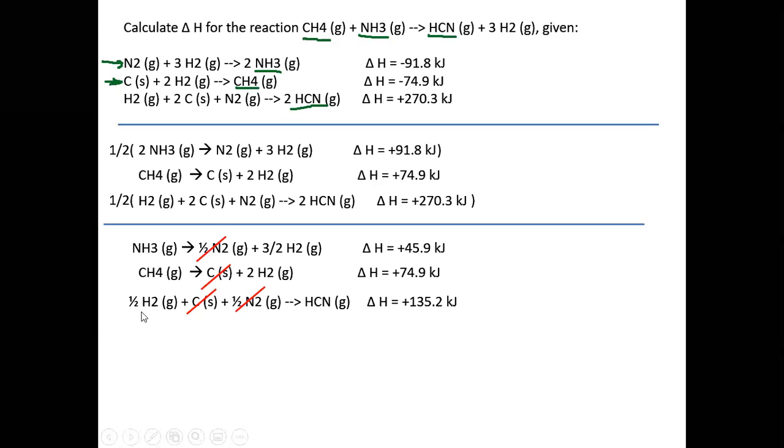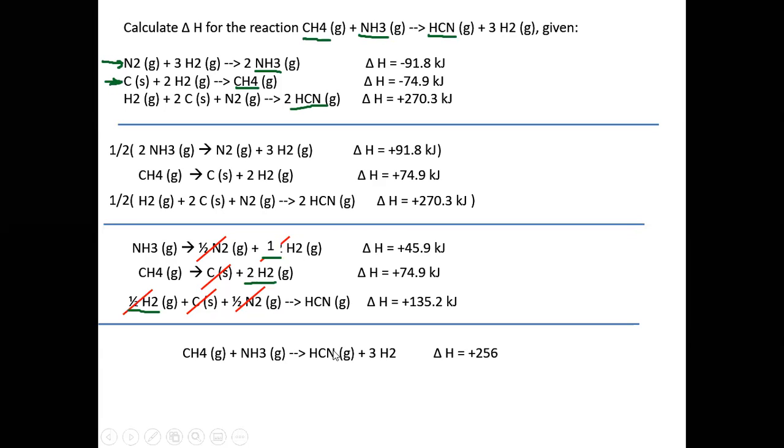Now for the hydrogen, notice that there is a 1/2 of a hydrogen on the reactant side, and there are what we call 7 halves of hydrogen on the product side. Remember, 2 can also be written as 4 halves. So 4 halves plus 3 halves is 7 halves. So 7 halves minus 1/2 is 6 halves. So the 1/2 hydrogen cancels out, and we're left with 2 over 2, which is 1. So that adds up to a total of 3 hydrogen.